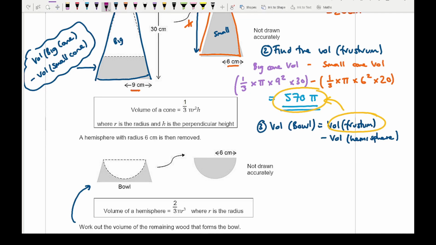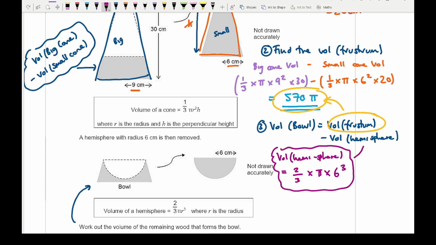So here the volume of the hemisphere. And it tells me what the formula is, which they will tell you in the exam. So it's going to be 2/3 times pi times the radius cubed, so it's 6 cubed. And so let me just put a little bubble around that.